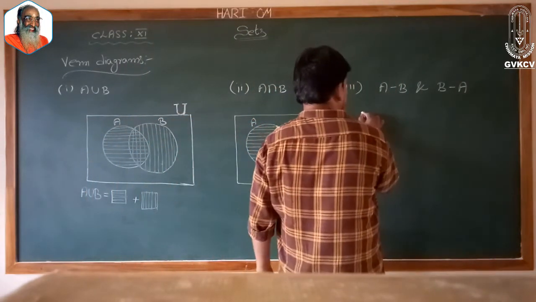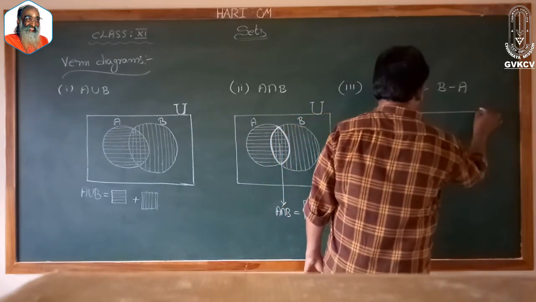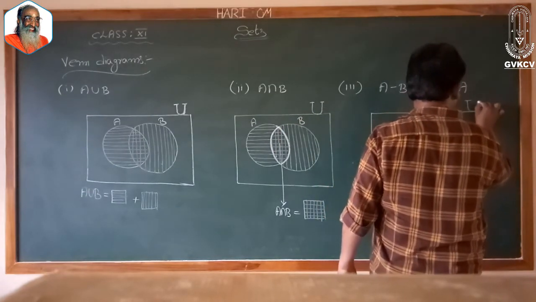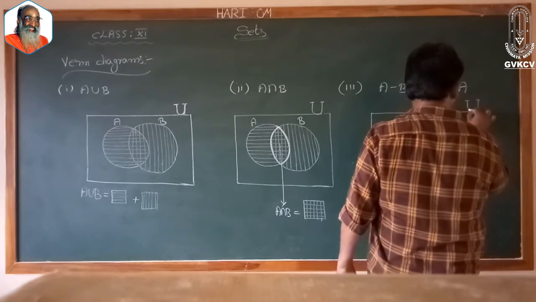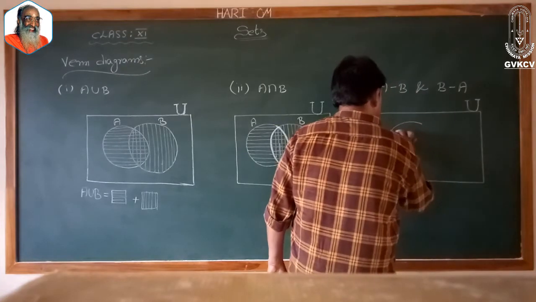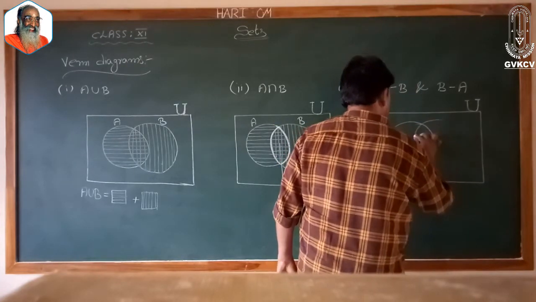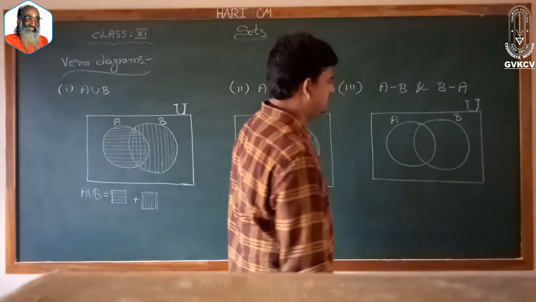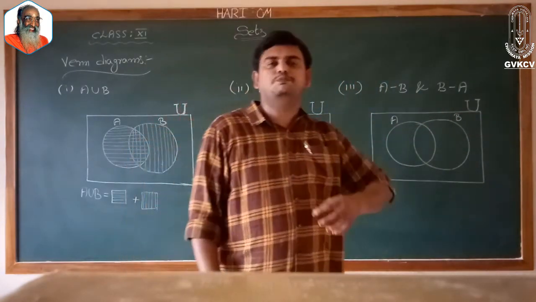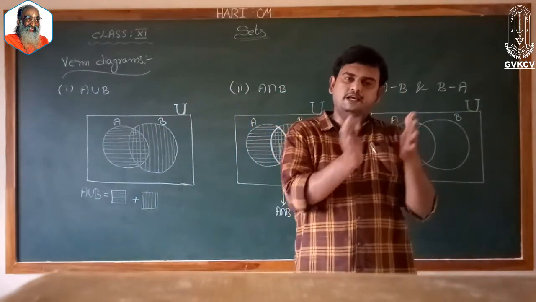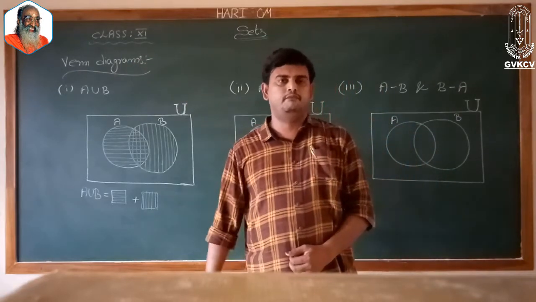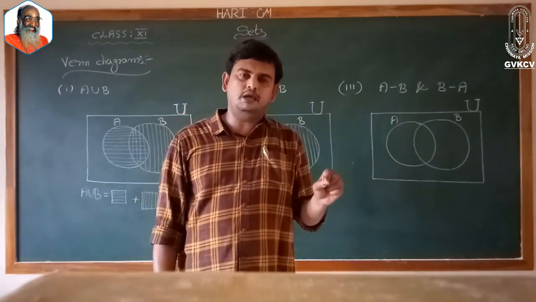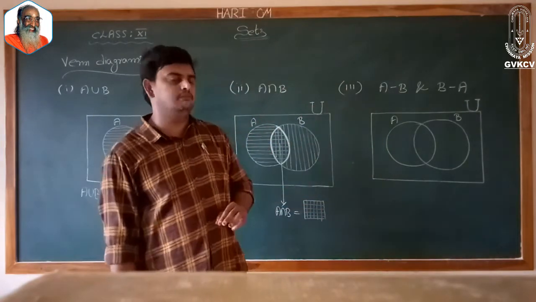Now let us come to A minus B. So this is the universal set, and in this universal set we have two subsets, set A and set B. This is set A and this is set B. As I told you, A minus B means the element has to be in A but not in B. When we have an element in A minus B, the element must be in set A but not in set B.